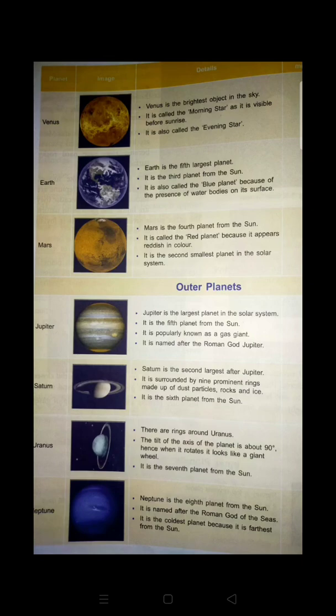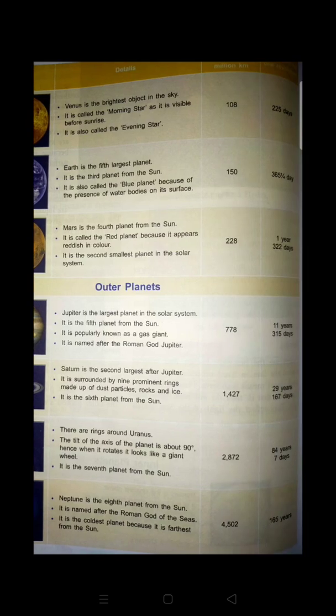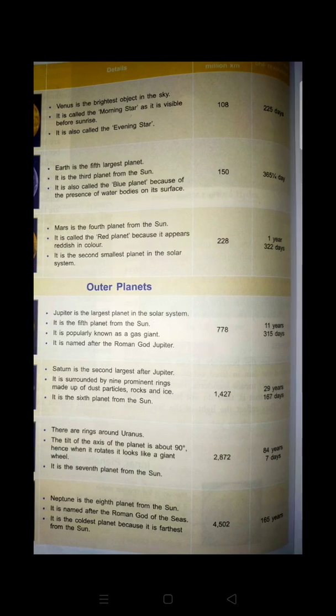The second one is Venus. Venus is considered the brightest object in the sky, and it is known as the morning star that is visible even before sunrise, and it is also known as the evening star as well. The distance from the sun is 108 million kilometers, and it takes around 225 days to complete one revolution.